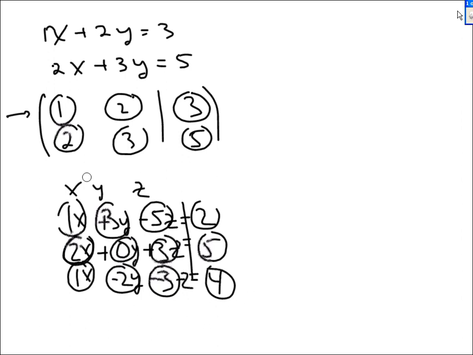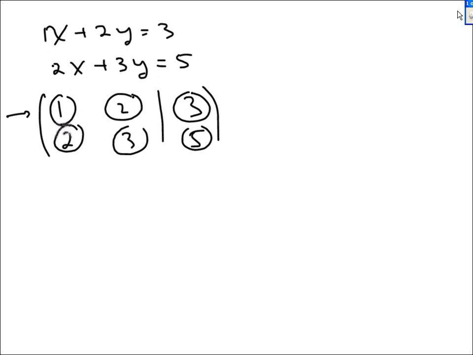So that's the first thing you need to know how to do: how to go from the equations to the matrix. It's called an augmented matrix. But knowing what to call it isn't going to help you solve it.